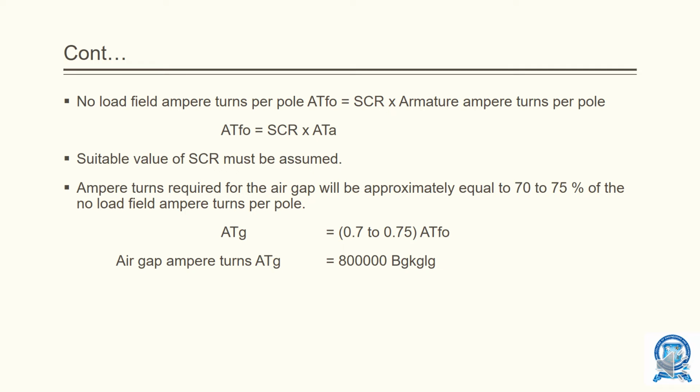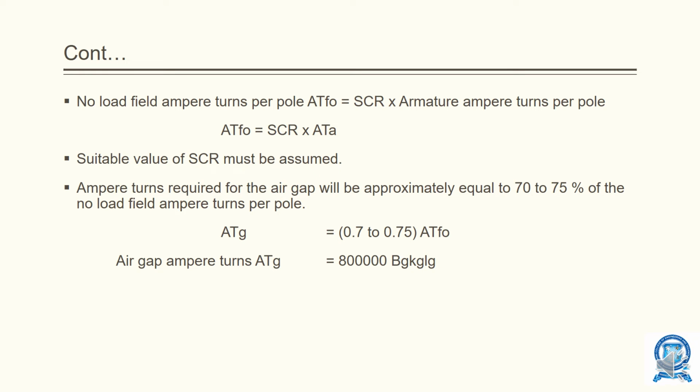Suitable value of SCR must be assumed. Ampere turns required for the air gap will be approximately equal to 70 to 75% of no load field ampere turns per pole. Air gap MMF, ATg, is equal to 0.7 to 0.75, that is what I mentioned in the previous point, that is 70 to 75% of no load field ampere turns, that is ATf0. The air gap ampere turns ATg is equal to 8 lakhs Bg Kg Lg. So with the help of this expression, Lg can be calculated.